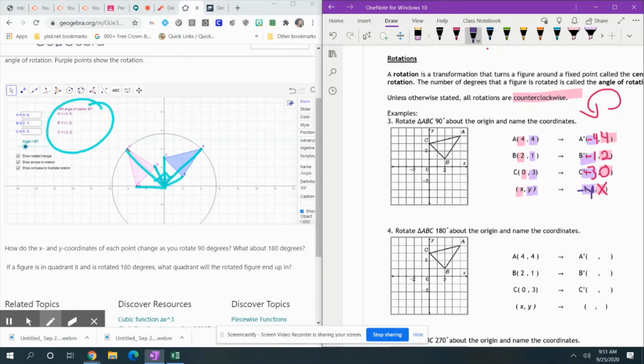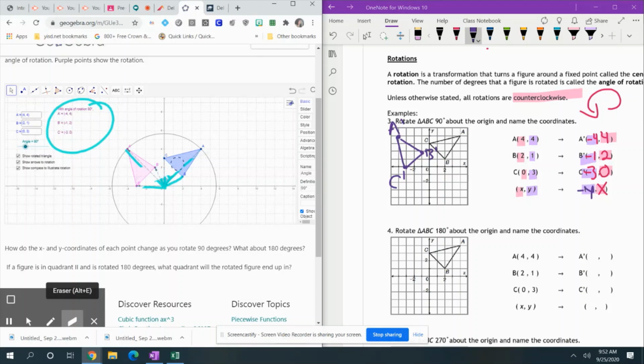So I'm gonna go ahead and graph my new function. So negative 4, 4. That's A prime. And then negative 1, 2. That is B prime. And then C ends up being at negative 3, 0. And that is a 90-degree rotation. Okay, so now let's go ahead and try the next problem. Go ahead and erase what I wrote on here. Let me get my pointer.